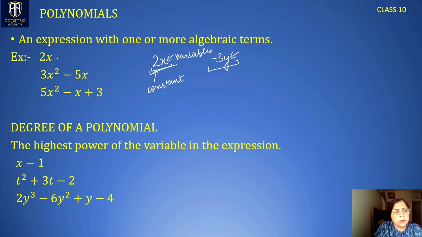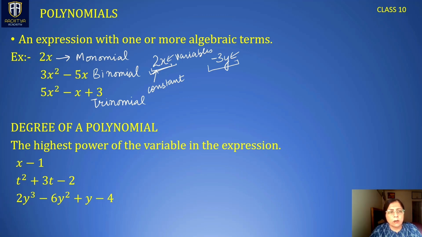So an expression with a single term is called a monomial. An expression with two terms is called a binomial. These are specific terms for expressions. An expression having three terms is called a trinomial. For four terms, it's a quadrinomial, and in a general sense, these are called polynomials.